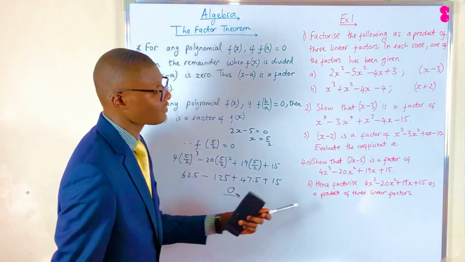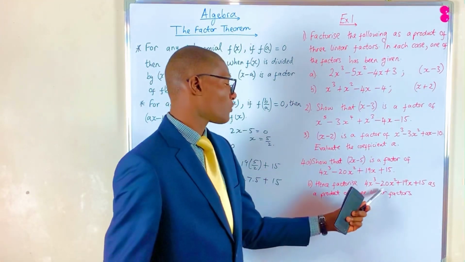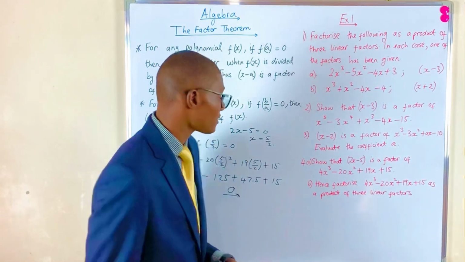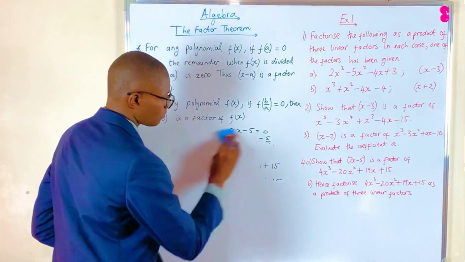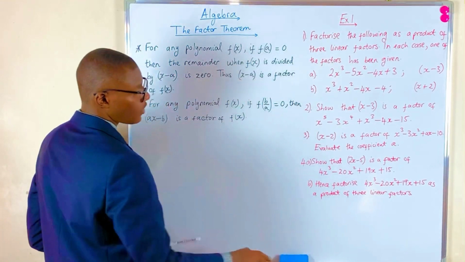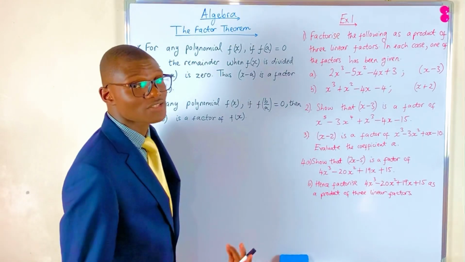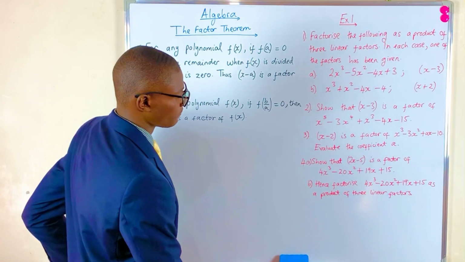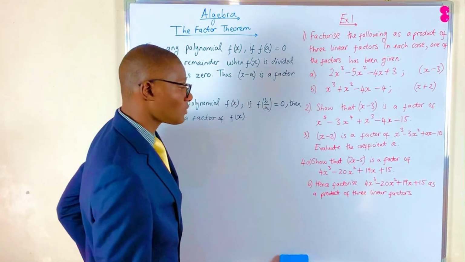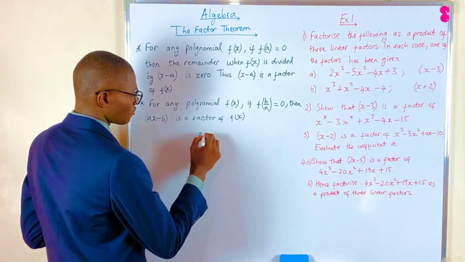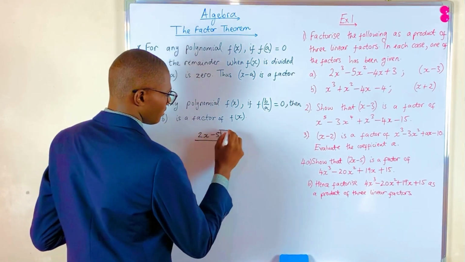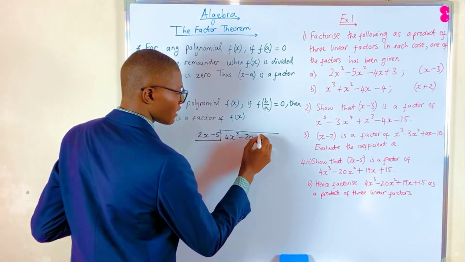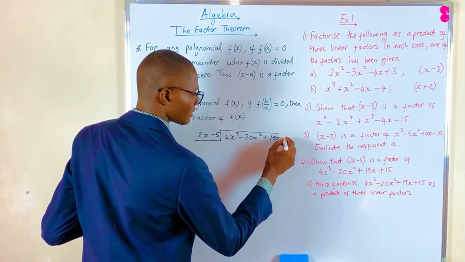And then now moving on to part B. Part B says, hence factorize 4x to the power of 3 minus 20x squared plus 19x plus 15 as a product of three linear factors. Right, so now to complete that one, we know that 2x minus 5 is already a factor that we're given. So now we shall simply say, using the long division method, we shall find the other quadratic factor. So 2x minus 5, we shall divide it into 4x to the power of 3 minus 20x squared plus 19x plus 15.